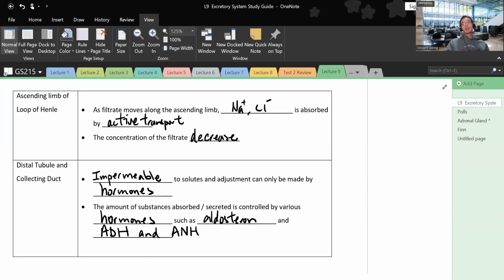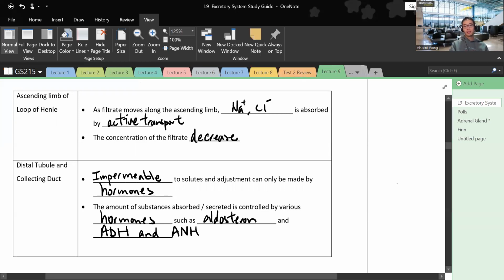So that's it. That's how you make urine. It's happening continuously, 24/7.